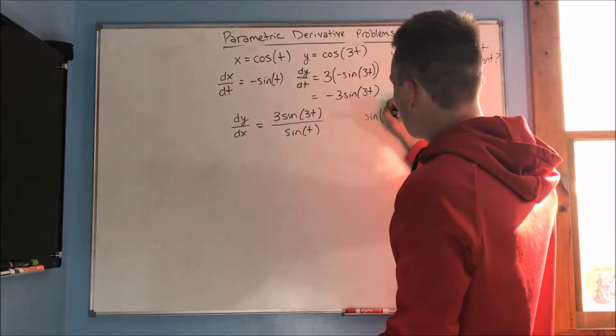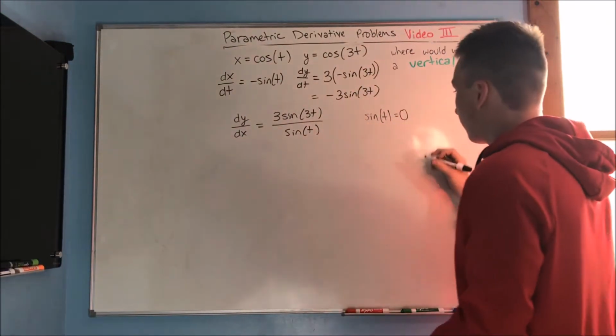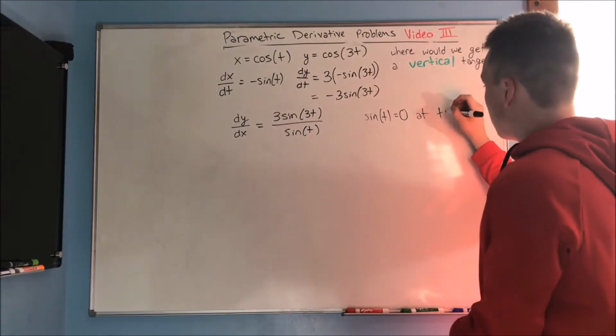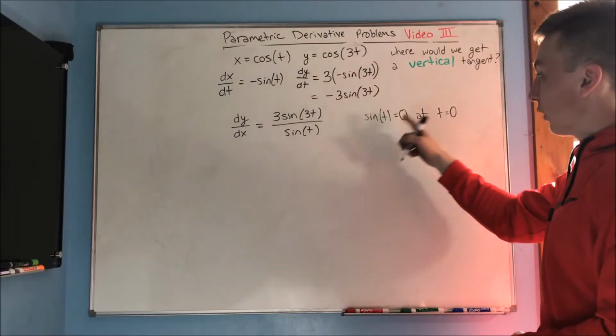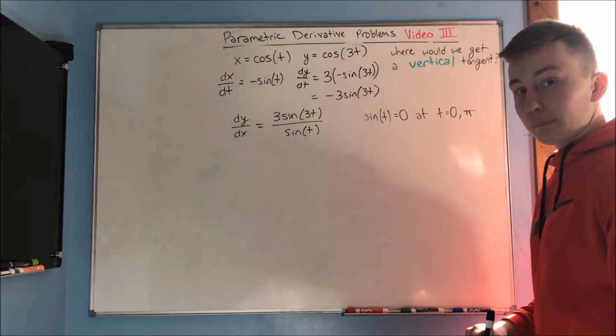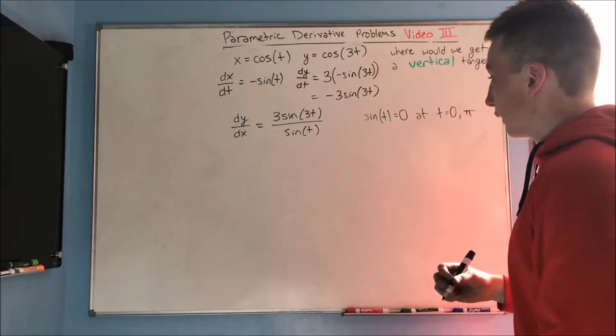Sine of t equals 0 at, well, t equals 0, right? Because sine of 0 is 0. And also at t equals pi, right? Because sine of pi is also 0.